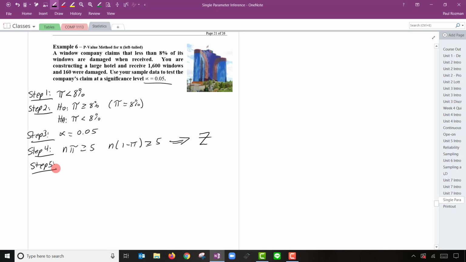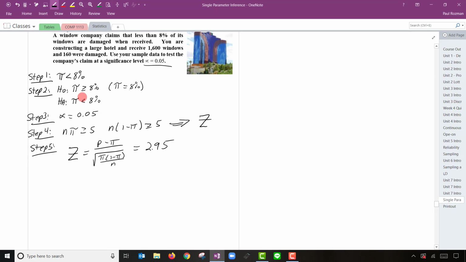Step 5 is calculate your test statistic. You have a formula sheet for this. Back in my day, we had to memorize these things. And we'd already plugged in the numbers. It was, again, 2.95. So really, not much has changed with this example, except our arrows here are inequality signs.